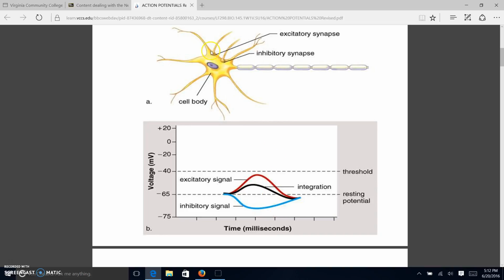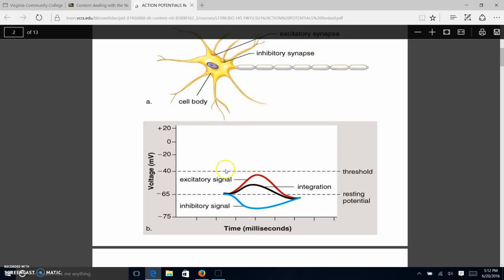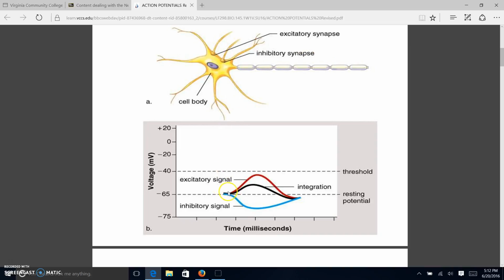Okay, now if both of these are happening at the same time, in other words, I have excitatory synapses opening up gates that are allowing positive ions to come in, and I have inhibitory synapses opening up gates that allow positive ions to go out or negative ions to come in, then I actually have a combination of the negative and the positive happening at the same time. So I get an integration or an average between both of those, and then my millivolts, this would be the true reading of my millivolts because it would be this signal minus that signal.